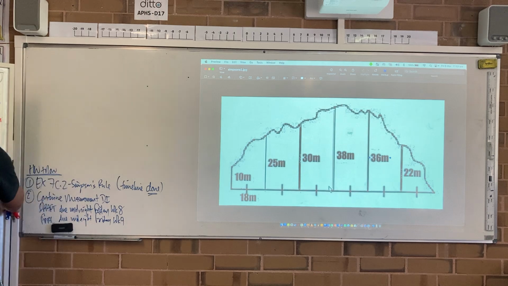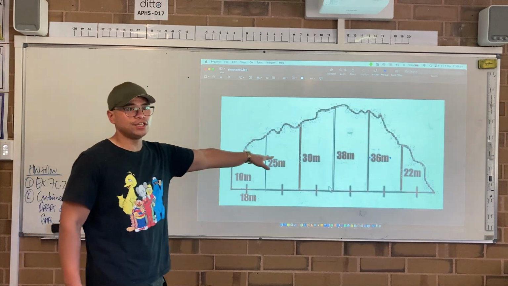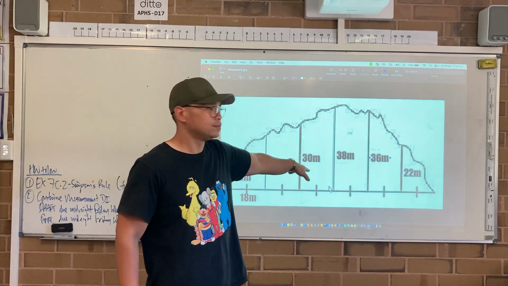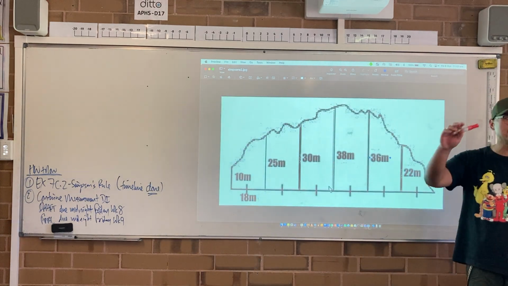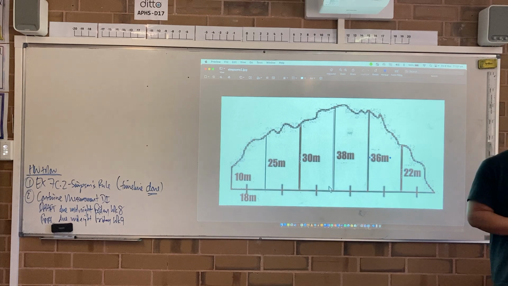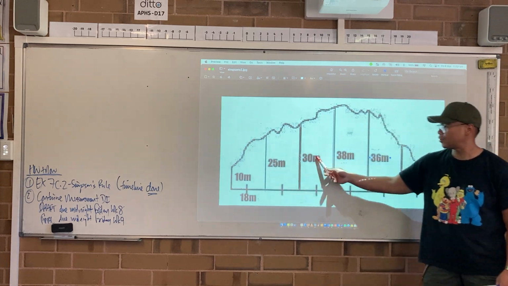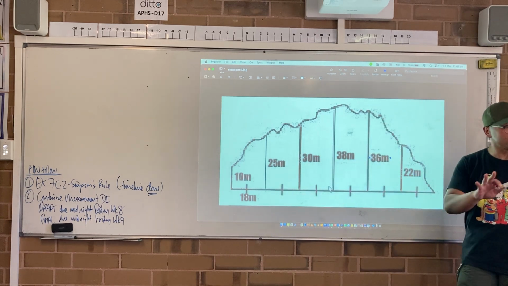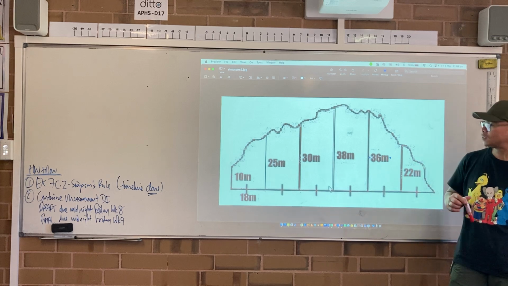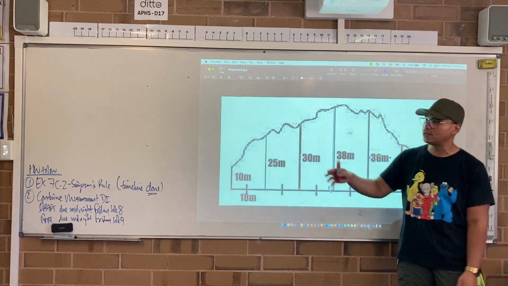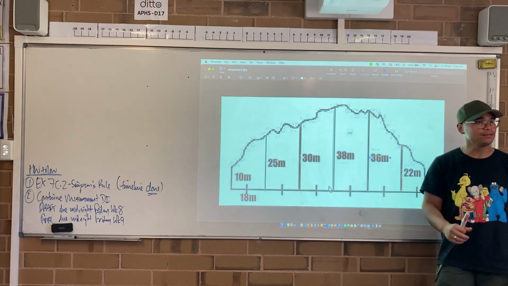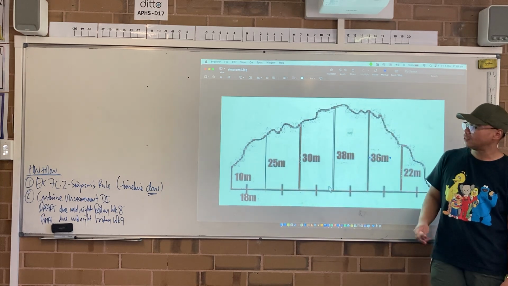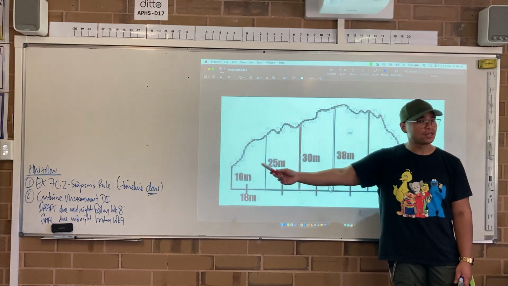Do you agree? Have I given you a formula for this shape? No, it's irregular, but has it been divided into an even number of slices? 1, 2, 3, 4, 5, 6. So even number of slices. That's the first step. The second step is, do we know that the widths are all the same? 18, 18, 18.